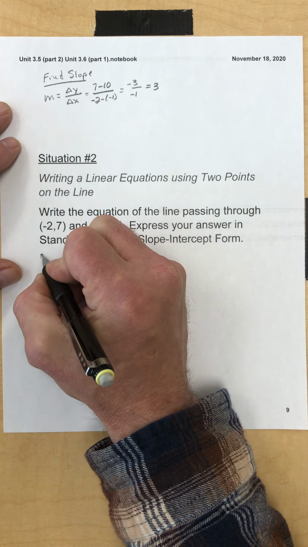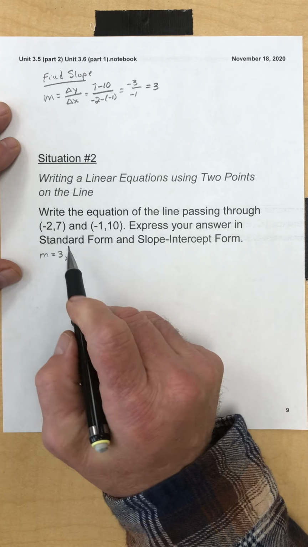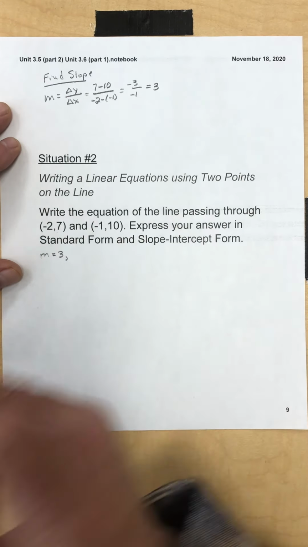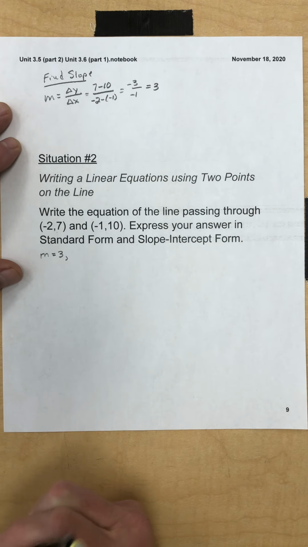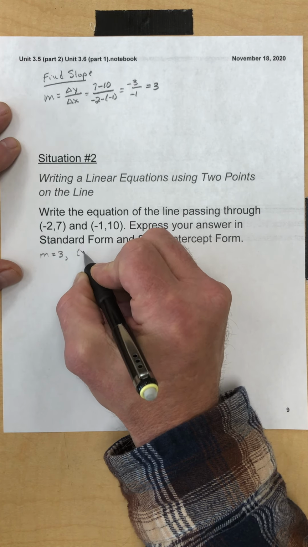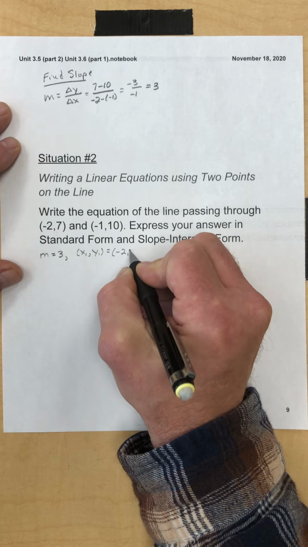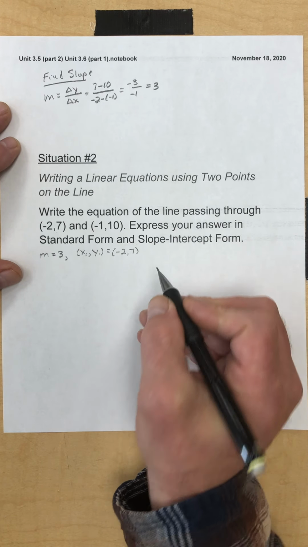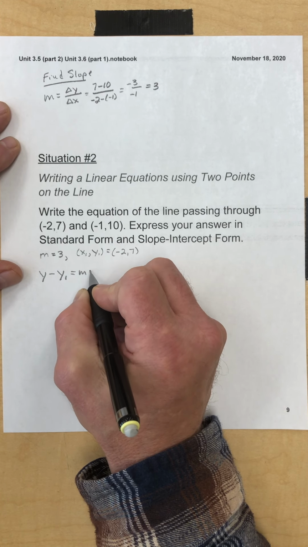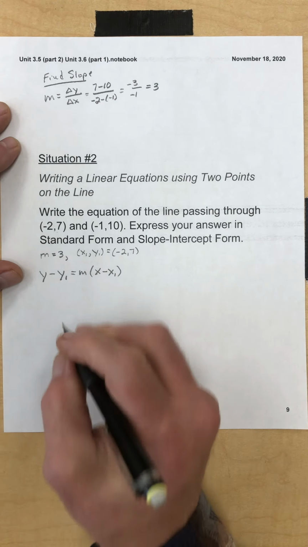When you come down here to write your linear equation, our slope is 3, so m is 3. You can use either one of these 2 points. It doesn't matter which one you use because they'll give you the exact same equation. So you just make a decision. I'll just use the first one, so my x sub 1, y sub 1 is -2, 7. I go to my point-slope formula: y minus y sub 1 equals m times the quantity of x minus x sub 1. And that's our tool for writing the equations.